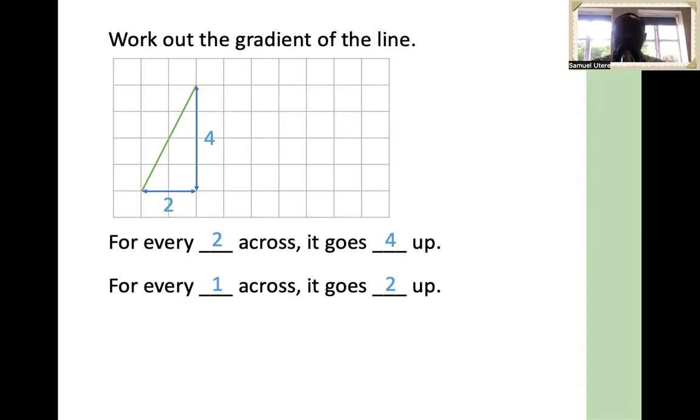You can take the same thing we did when we looked at the ratio of the base to the height and then convert that to 1:n. So this statement here, for every 1 across, it goes up 2, is similar to the ratio we looked at when we wrote this ratio 2:4 in the form 1:n. So the gradient of the line is 2.